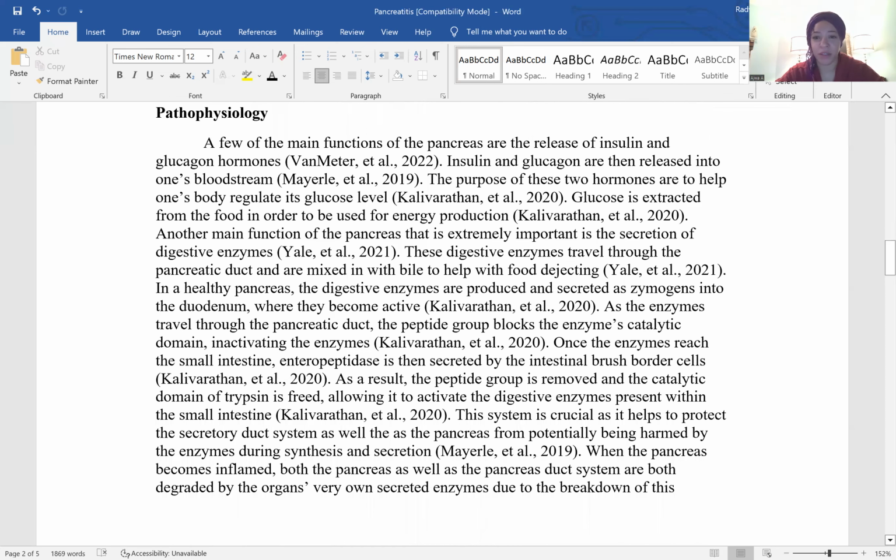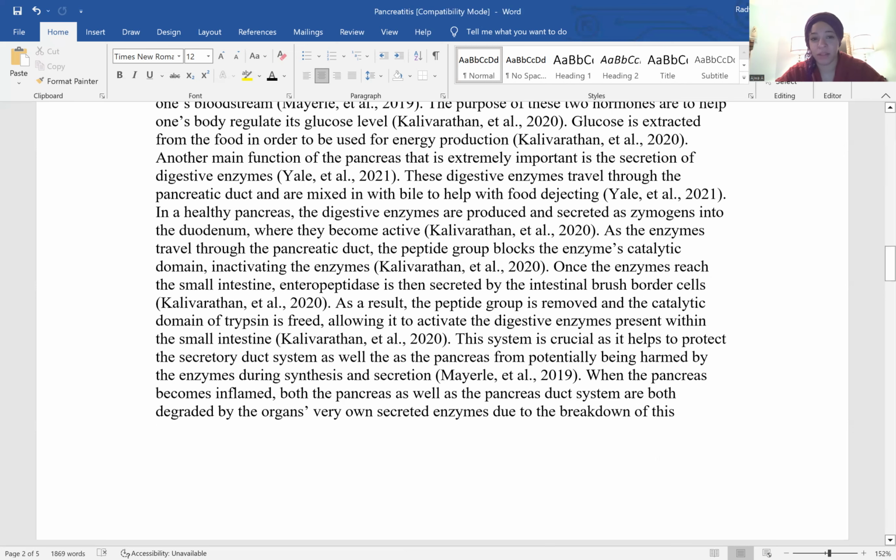For the pathophysiology, a few of the main functions of the pancreas are the release of insulin and glucagon hormones. Insulin and glucagon are then released into one's bloodstream. The purpose of these two hormones is to help one's body regulate its glucose level. Glucose is extracted from the food in order to be used for energy production. Another main function of the pancreas is that it's extremely important in the secretion of the digestive enzymes. These digestive enzymes travel through the pancreatic duct and are mixed in with bile to help with food digestion.